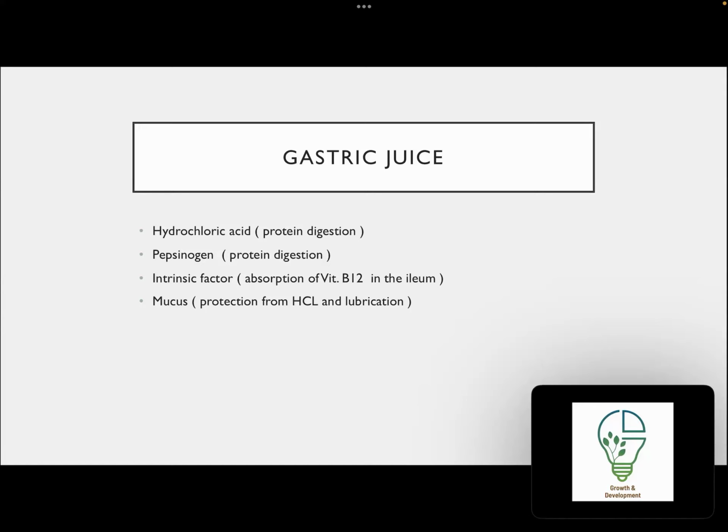So hydrochloric acid actually breaks down the proteins, and then pepsinogen breaks the peptide bonds. And we'll study more about this in the next few slides. But these are the four main components of gastric juice. And they're quite easy, so there isn't much to go over in this slide.